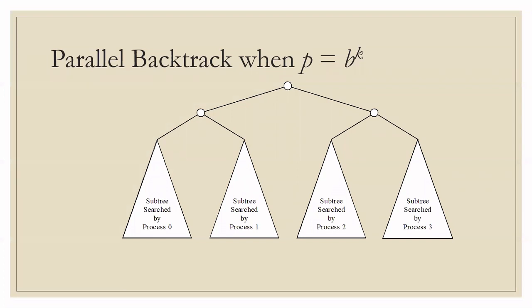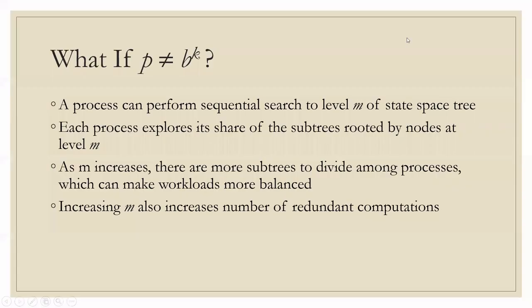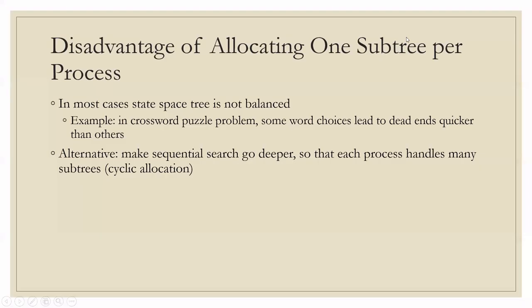Unfortunately, in most cases, the state space tree is not balanced. Some subtrees have more nodes than the others. If it is not the case that P is equal to B raised to K, the sequential search can go to level M in the state space tree, and each process can explore its share of subtrees rooted by nodes at level M. As we have said earlier, in most cases the tree is not balanced. So in the example of the crossword puzzle problem, some word choices lead to dead ends quicker than the others.